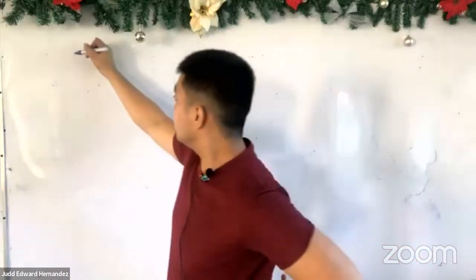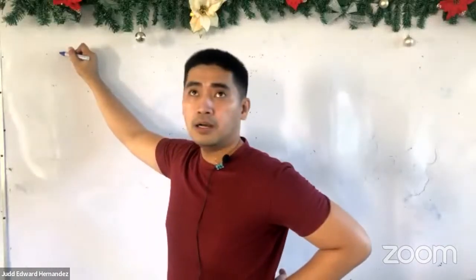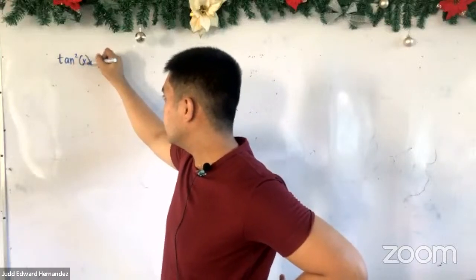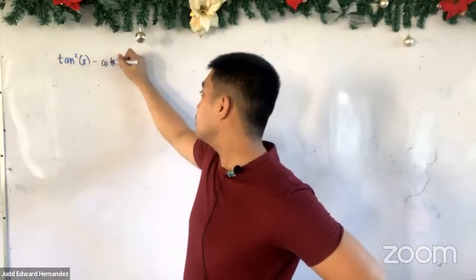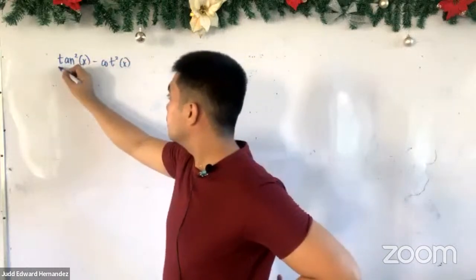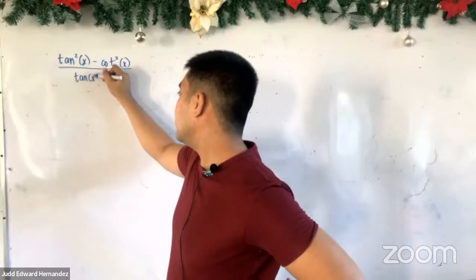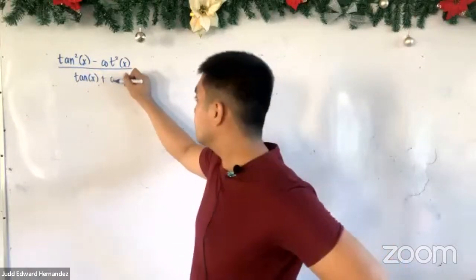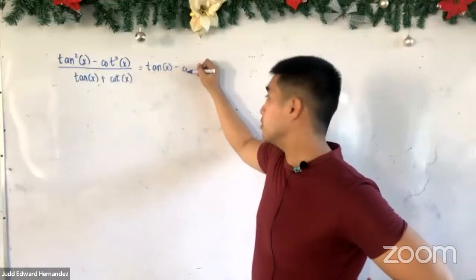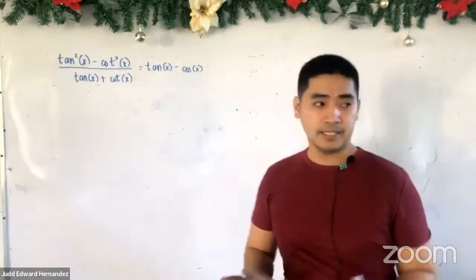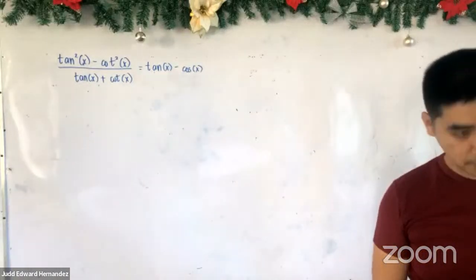Okay. So, i-verify naman daw natin, we have tan squared of x minus cotangent squared of x over tangent of x plus cotangent of x. Is that equal to tangent of x minus cosine of x? Okay? I'll be giving you 1 minute to analyze and then give me your insights.